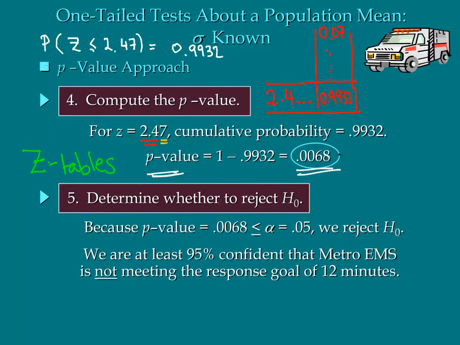Now, determine whether to reject the H0, the null hypothesis. Because the p-value equals 0.0068, which is less than 5%, 0.05, we reject the null hypothesis. Okay, so small p-value, reject the null hypothesis. So we are at least 95% confident that Metro EMS is not meeting the response goal of 12 minutes. You can almost guess that it's 99% even. Anyway, we're asked for 95%, so we'll stick with that.